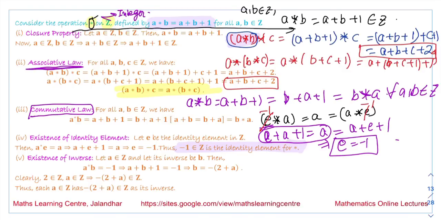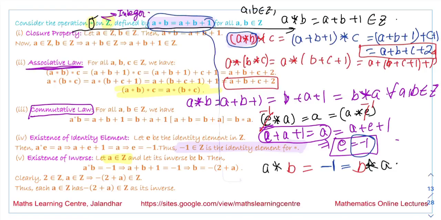Next is existence of the inverse element. So let A belongs to Z, A is any integer, and we want to find an element such that A star that element. Suppose that element we are considering is B, and the answer should be equal to the identity element, that is equal to minus 1, and this should be equal to B star A. So when we apply the definition of this function, we get A plus B plus 1 should be equal to minus 1 should be equal to B plus A plus 1. Both these equations are the same.